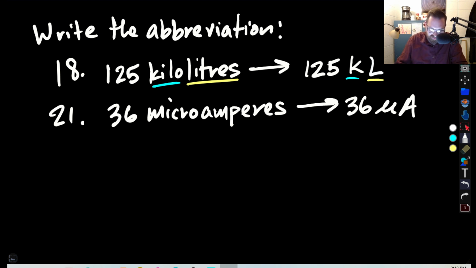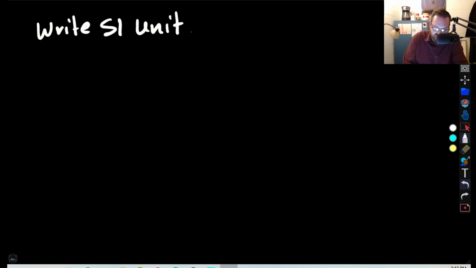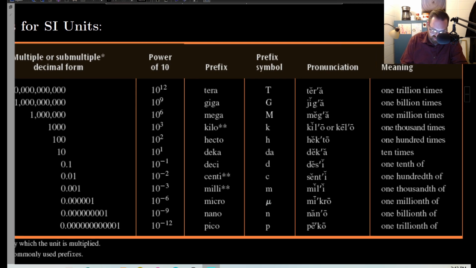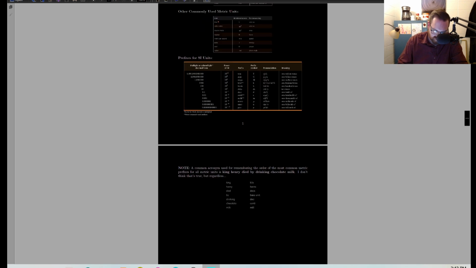All right, and then the reverse. We were writing the abbreviation, so now what we need to do is kind of do the reverse. So we're going to write what's called the SI unit. That's what these are referenced as. So if you go back in the notes, okay, I need to get this back to 100%, there we go.